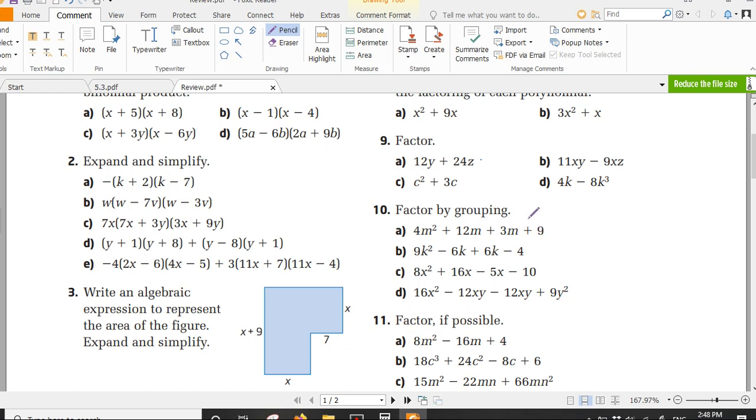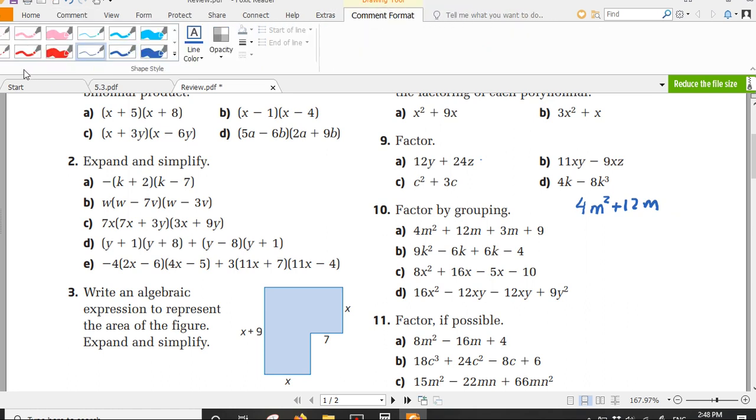So to factor this by grouping, I'm going to rewrite it over here. 10a: 4m squared plus 12m, and I'm going to change the color for the other 2 terms, plus 3m plus 9. I just copied 10a over here, because I want to focus on 2 terms at a time. So if I focus on these 2, I'm going to group these 2. One group, one group.